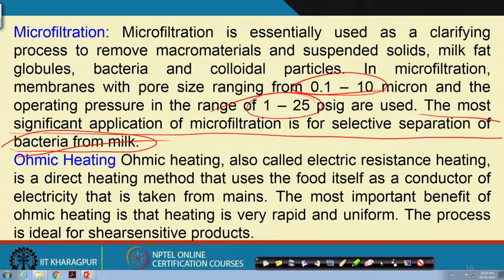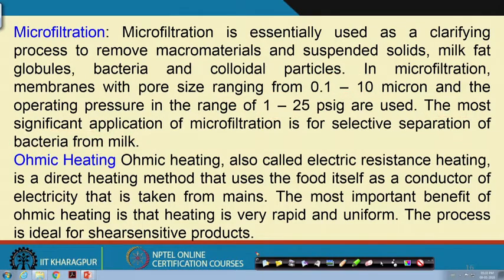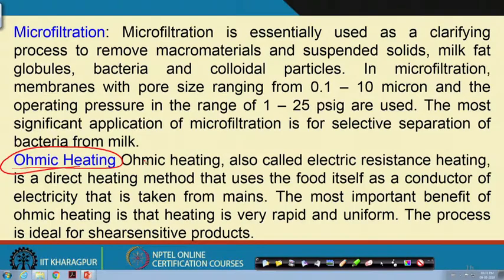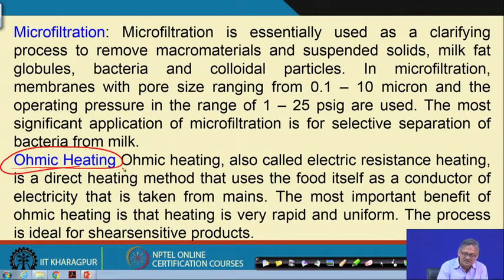Then we come to some other techniques like ohmic heating, right. We have heard of Ohm's law; rather, I should not say we have heard, we know Ohm's law. From there this ohmic heating has come up. Ohmic heating is what is also called electric resistance heating.